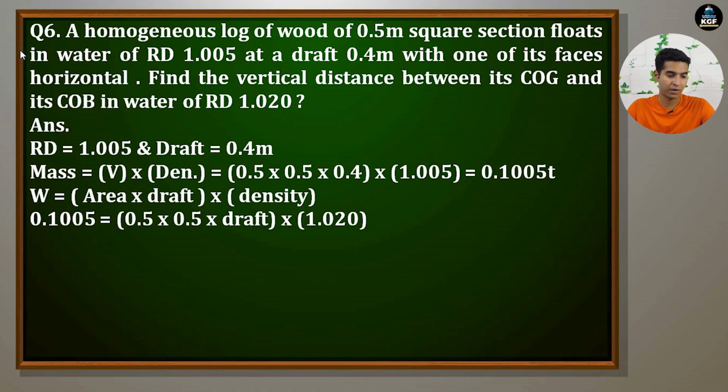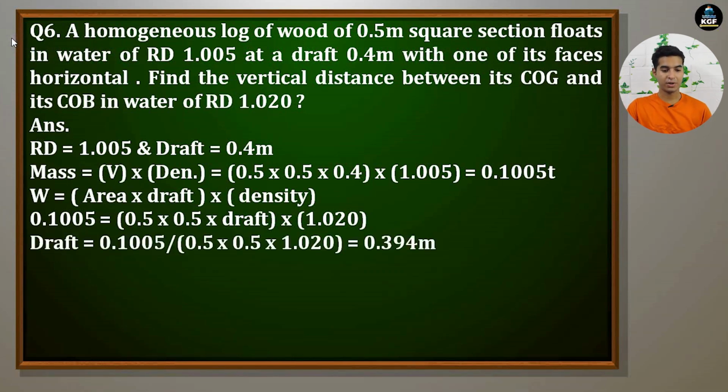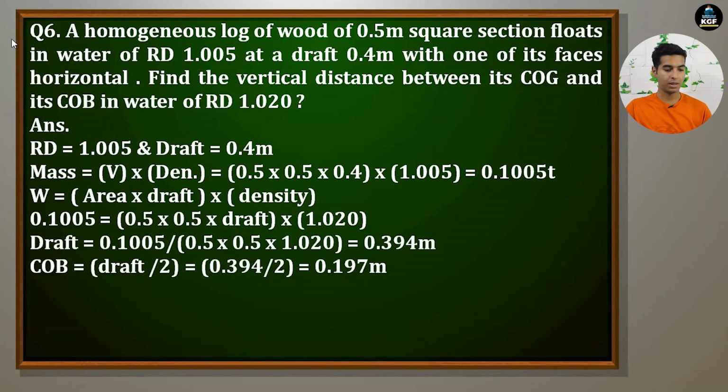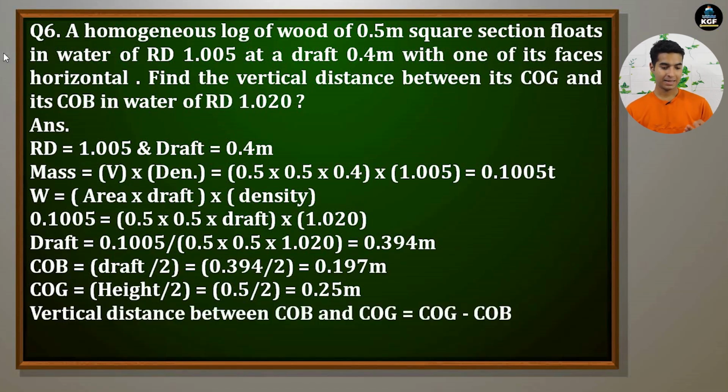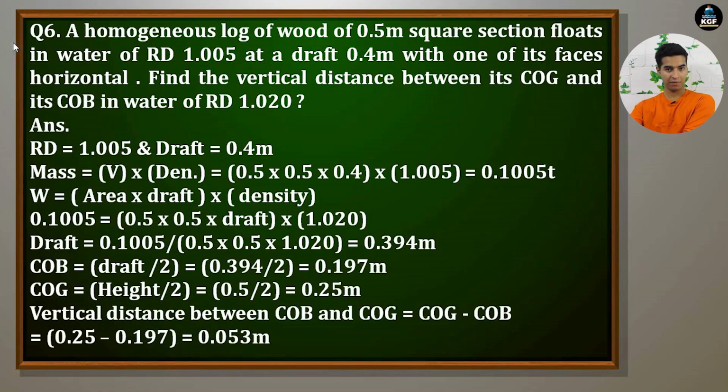Area we know is 0.5 by 0.5 because it is a square section and homogeneous. So 0.5 will remain the same for all the sides. So draft we have to find, density we know. Draft will be 0.394. COB will be draft by 2, that is 0.197 meters. Now COG will be 0.5 divided by 2, basically the height divided by 2, which equals 0.25 meters. Once we subtract COB from COG, the answer will be 0.053 meters.